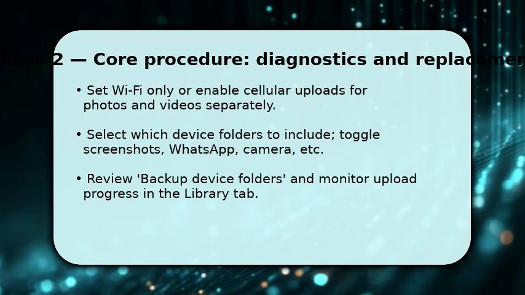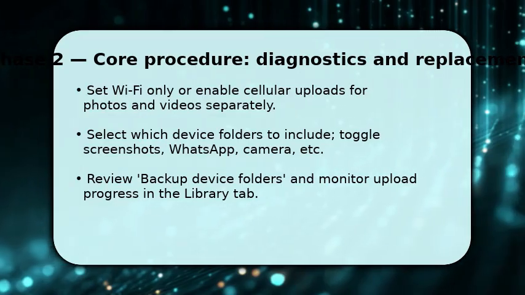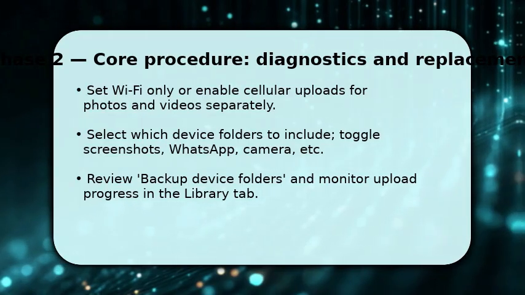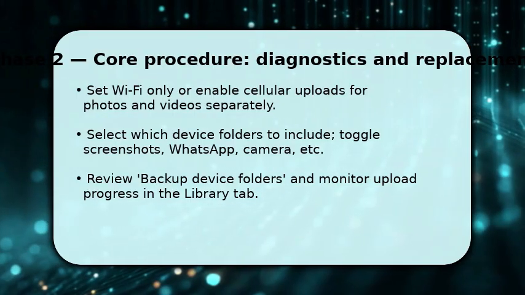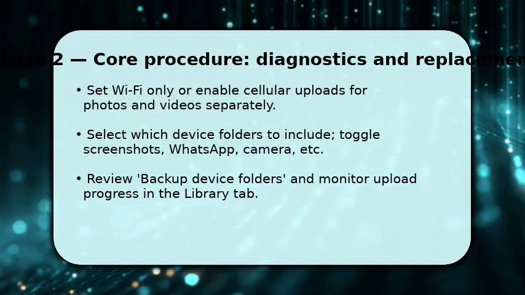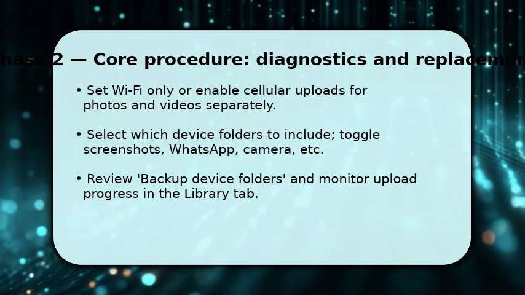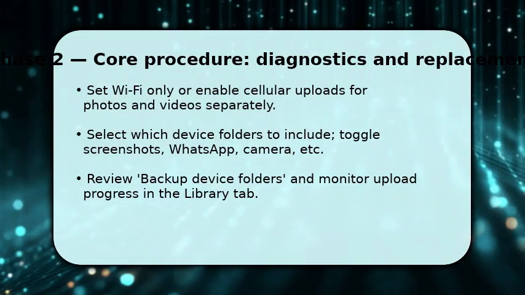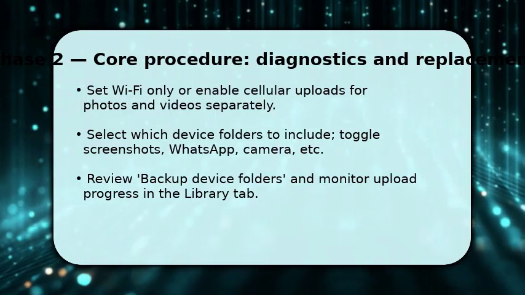Now refine how and what gets backed up so you control data and costs. Open Backup Settings and pick Wi-Fi only if you want to save cellular data. Alternatively, enable cellular uploads for urgent syncing. Then, go to Backup Device folders and toggle folders like Screenshots, WhatsApp, and Camera. Only selected folders will sync. As files upload, watch progress in the library or settings.